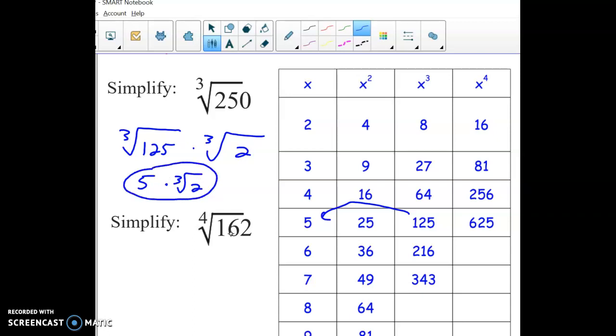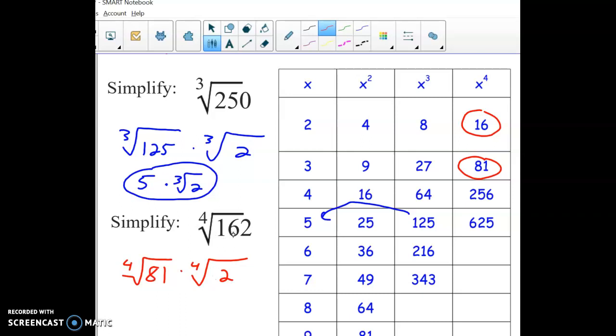Okay, and then for 162, now I want to use my fourth powers. There are actually not that many, so it's easier in a way. The only ones that are less than 162 are 81 and 16. Again, I'd start with the 81, and that does divide it evenly. So we break it into 2 fourth roots: the fourth root of 81 and the fourth root of 2.